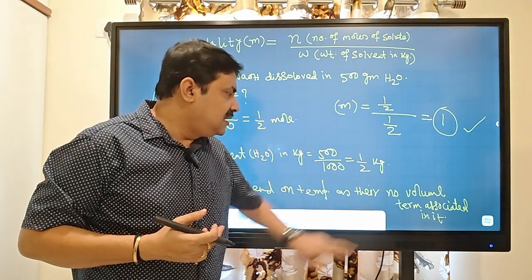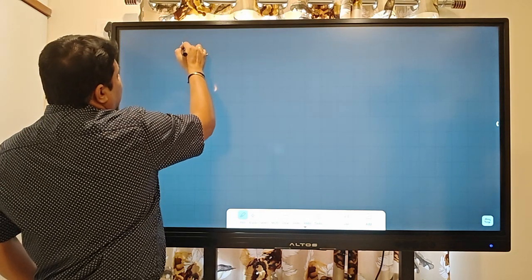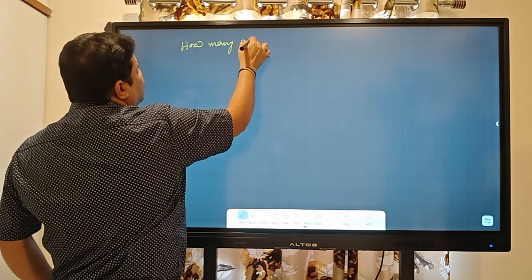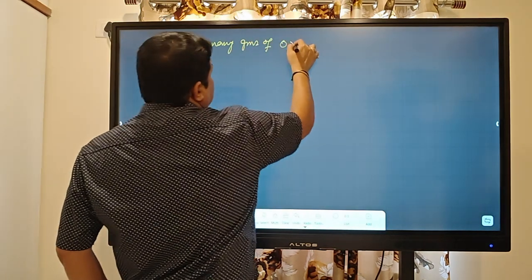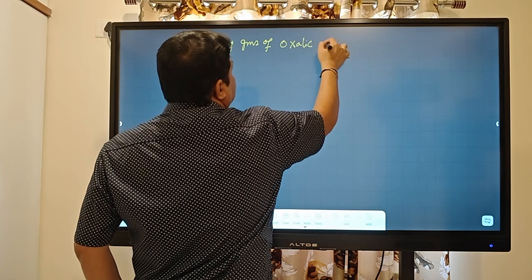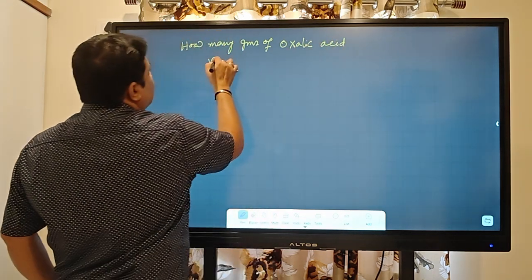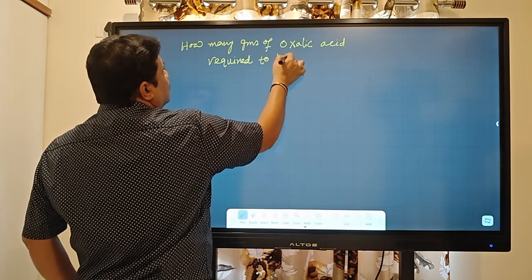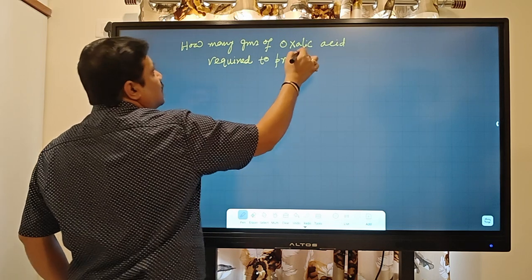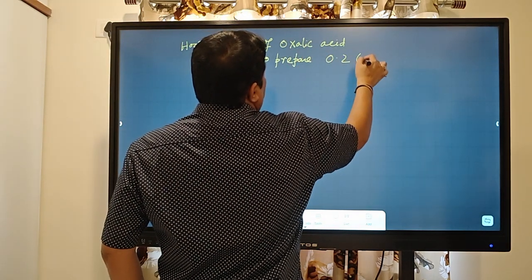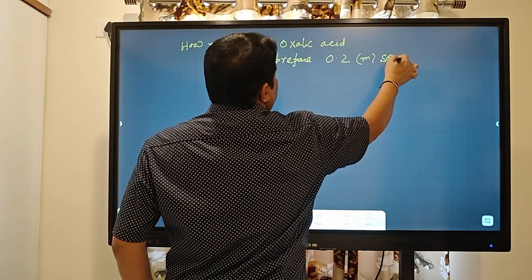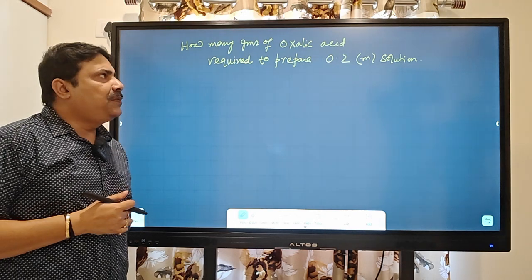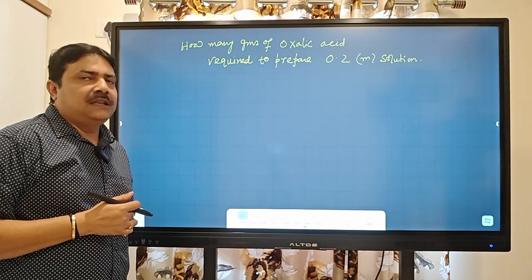Suppose I am asking, how many grams of oxalic acid are required to prepare a 0.2 molal (small m) solution? That is the question. How many grams of oxalic acid are required to prepare a 0.2 molal solution?